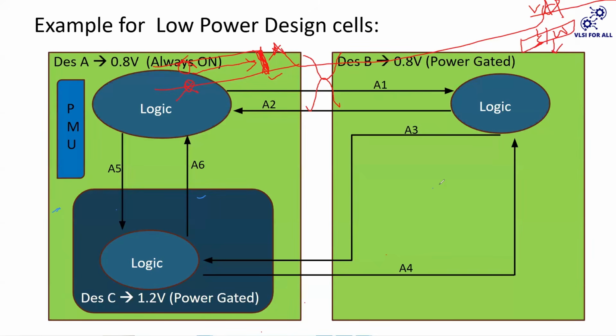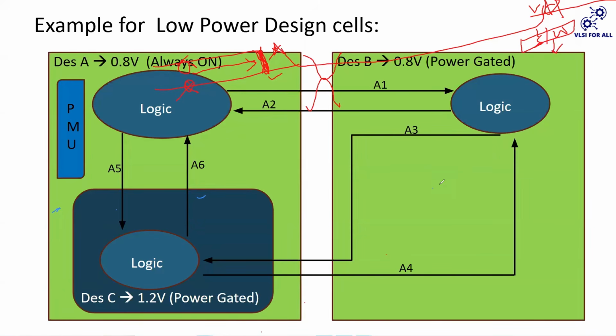One is on, one is off. Why is there no isolation cell? If it is off, it doesn't care what signal is coming in, right? So the thing is, whenever I explained this kind of isolation cell, I stated it's not always off to on.